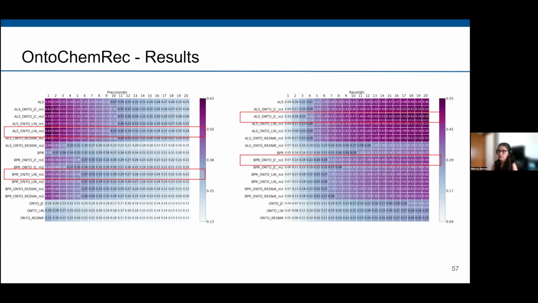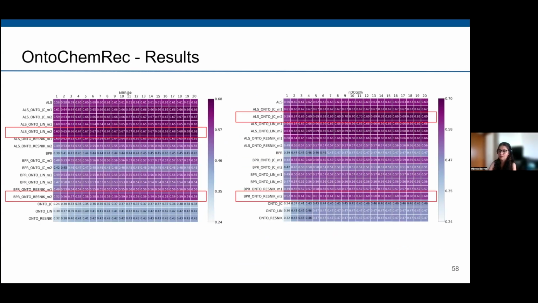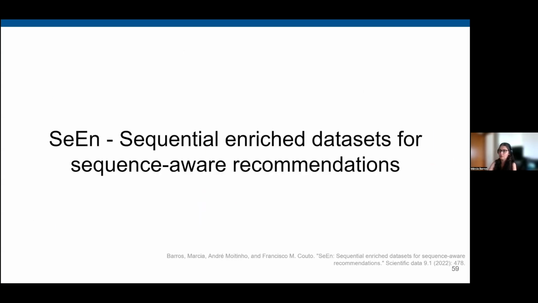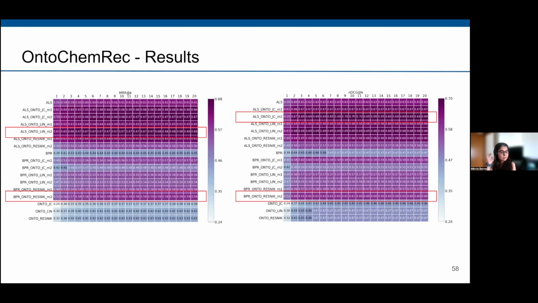And the results was that the hybrid got the best metrics for precision, recall and mean reciprocal rank, and also for the NDCG. So in this case, the use of an ontology actually improves the metrics for the algorithms separately.